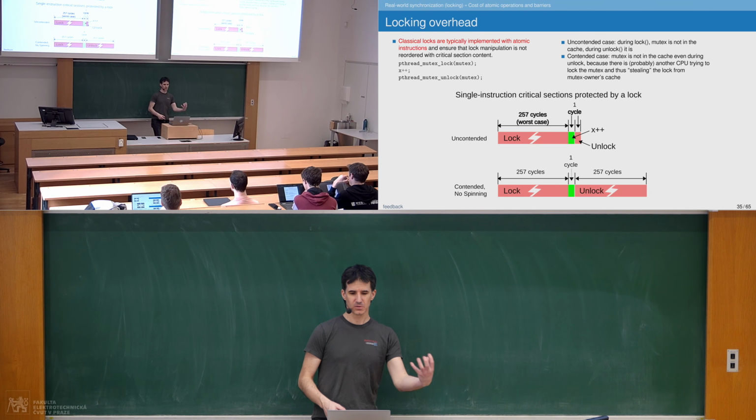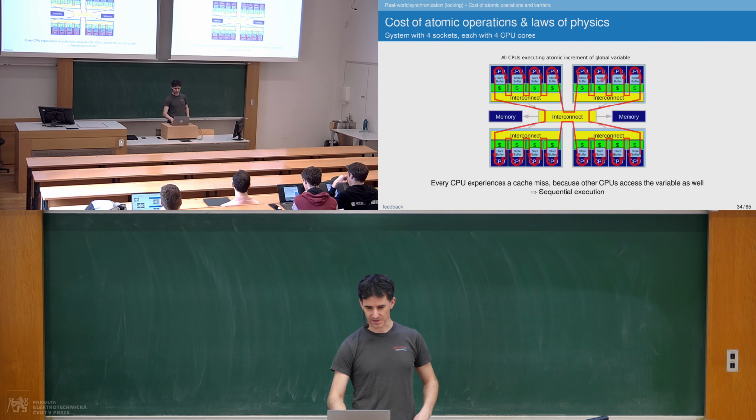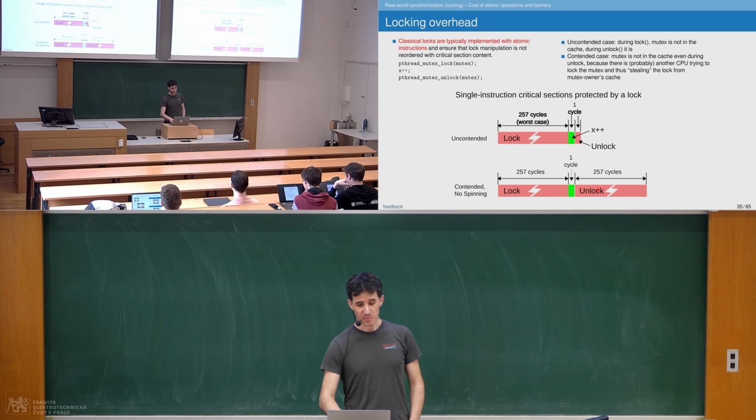And because it tries to lock it, it means that the hardware does just this. It sends the data with the lock from our cache to the cache of another CPU, which means that after we execute this single instruction, we again have to wait for the lock to come back to our CPU so that we can unlock it.